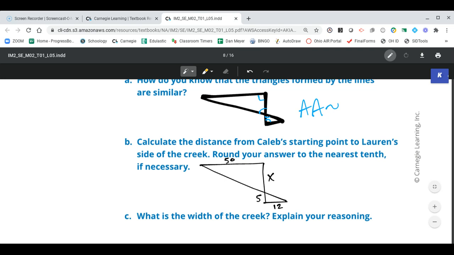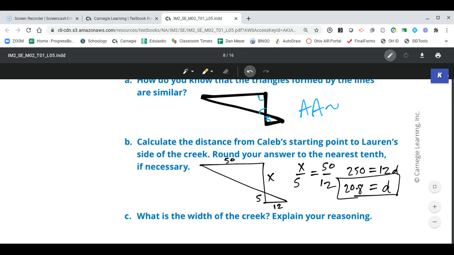So we can set up corresponding side length ratios and set them equal to each other. So x is to 5 as 50 is to 12. Now we can go ahead and cross multiply, and we get 250 equals 12D. And it says round your answers to the nearest tenth. So we get D is approximately 20.8 feet. So now, let me box that.